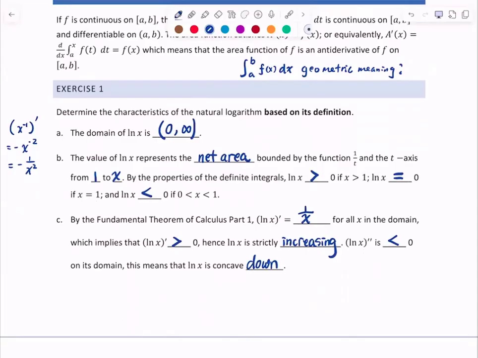Increasing concave down. Okay. So I've been telling my Cal 1 students, concave up, one is increasing, one is decreasing. Concave down, one is increasing, one is decreasing, right? Increasing concave down is this shape. So now you know why the graph of ln x looks like that. It all makes sense, right?